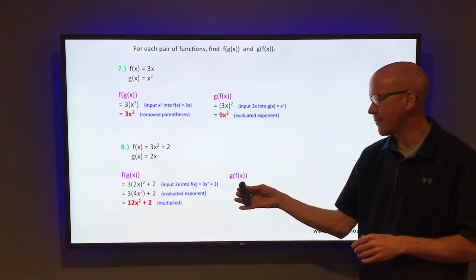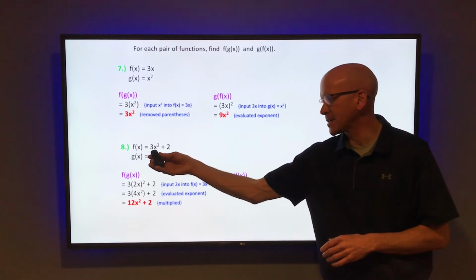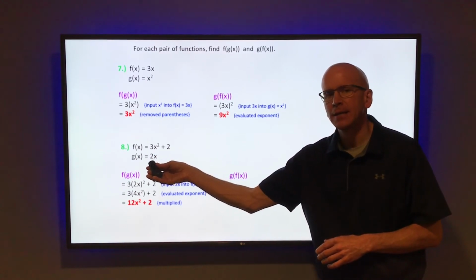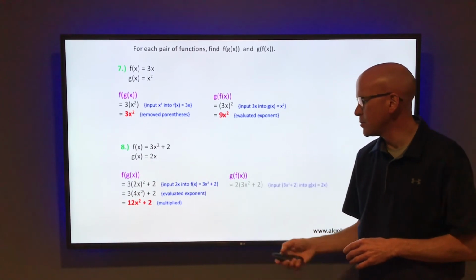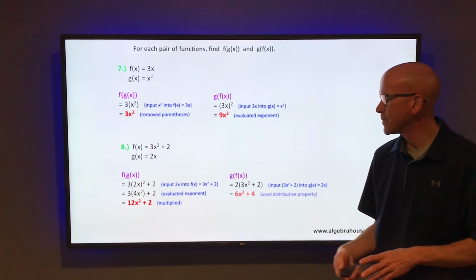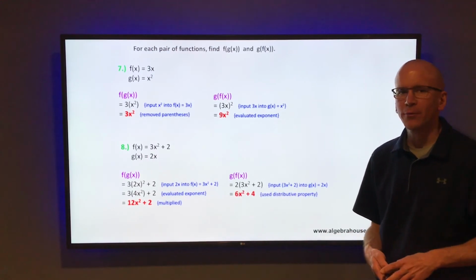Next, g of f of x. So take what f of x is, that's 3x squared plus 2, and substitute that in for x into g of x. So it'd be 2 times 3x squared plus 2. Use distributive property with that 2. It would be 6x squared plus 4.